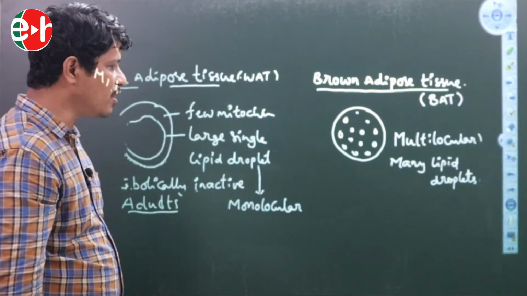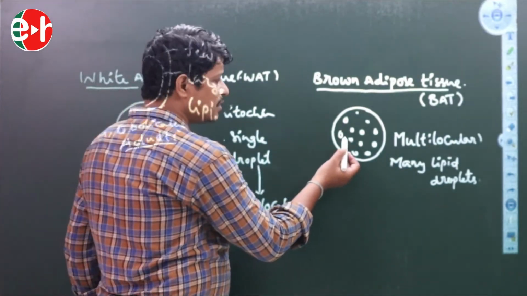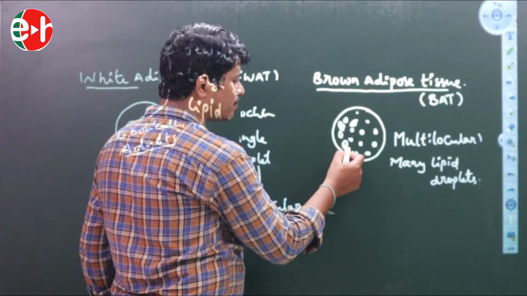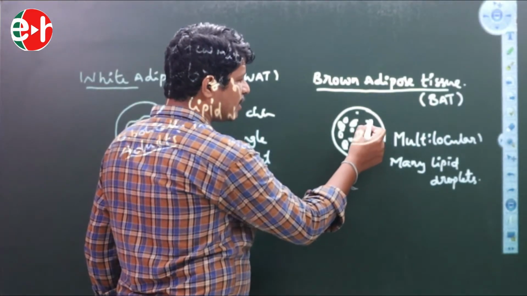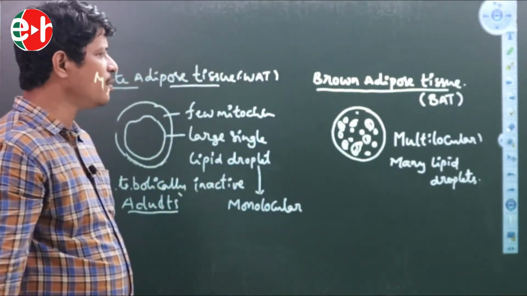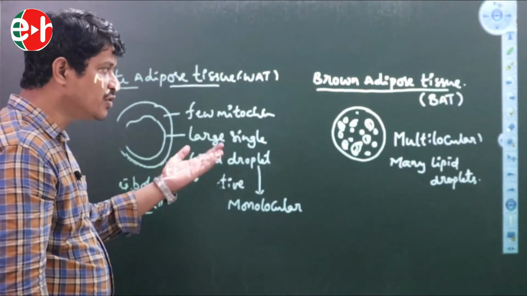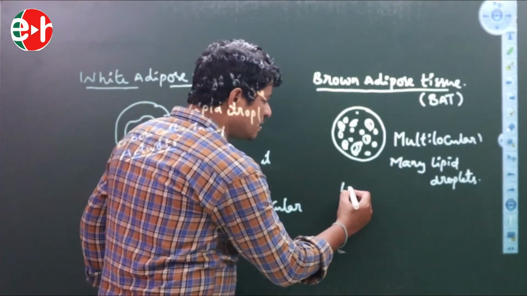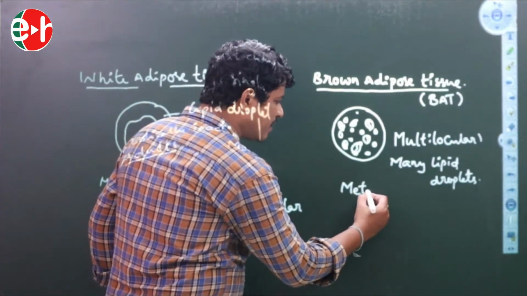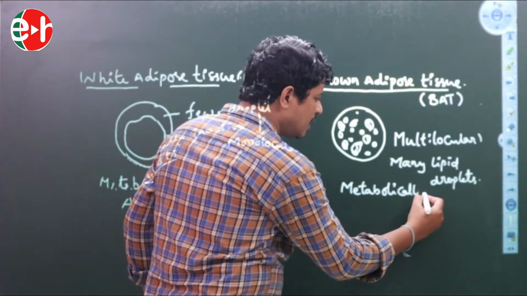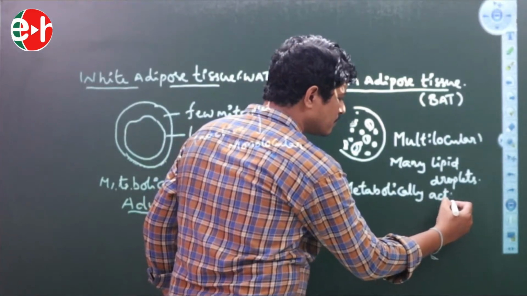That is multilocular. Not only these lipid droplets, the mitochondria number is also more in the brown adipose tissue, so that this adipose tissue is metabolically active.